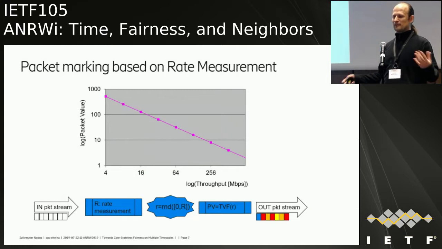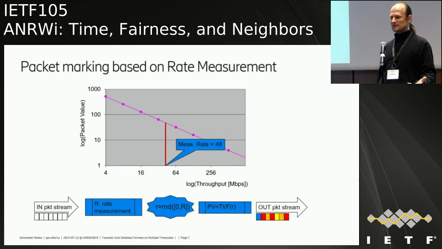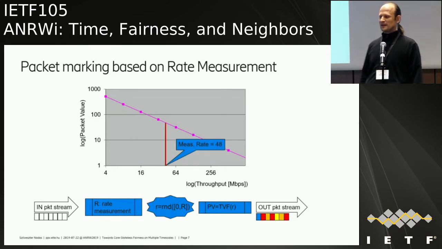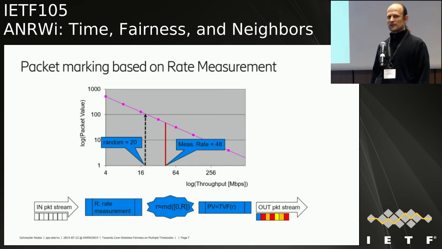So how can we have packet marking based on a throughput value curve? We have incoming packets. We measure the rate somehow. So these are the rate-based packet marking policies. We measure, for example, rate R, and then we determine a uniform random rate between 0 and that rate, take the value of the throughput value function at that point, and mark that packet value on the packet.